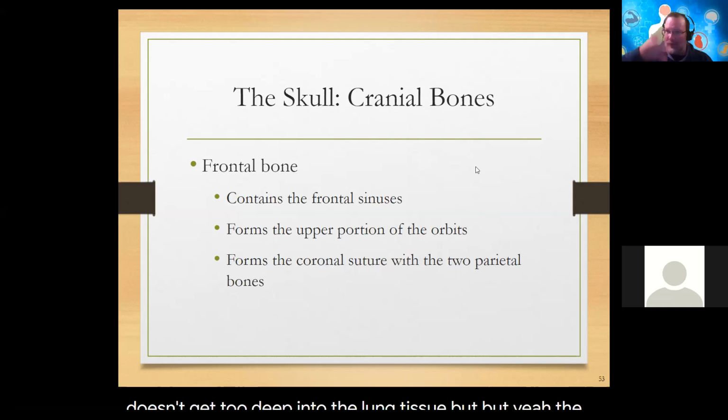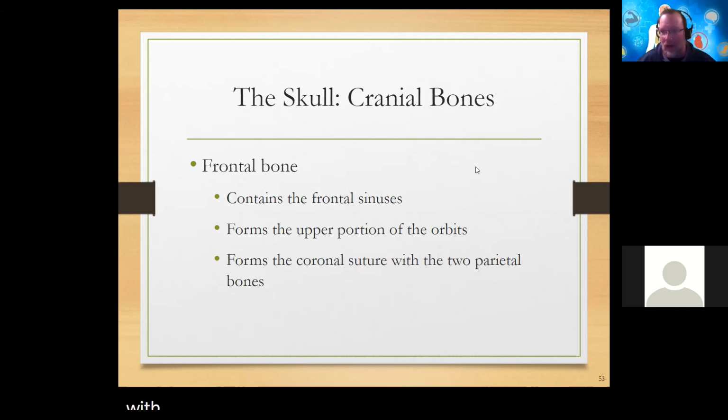But yeah, that's another example of how the skeletal system works with other body systems. The skeletal system is connected with the respiratory system. We just did the upper respiratory tract, and respiration really begins in the nasal cavity of the skull.